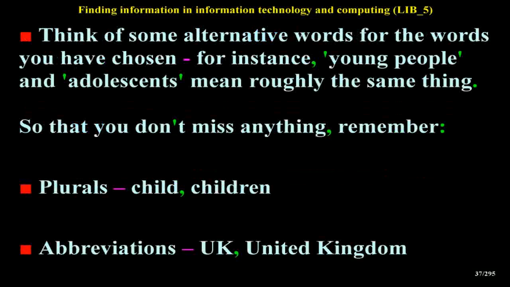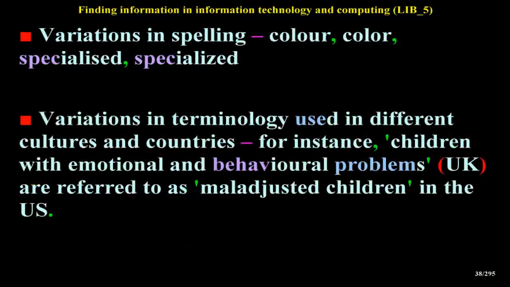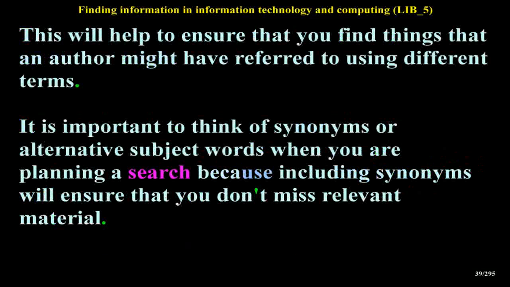Think of some alternative words for the words you have chosen. For instance, young people and adolescents mean roughly the same thing. So that you don't miss anything, remember plurals: child, children. Abbreviations: UK, United Kingdom. Variations in spelling: color, colour, specialist, specialized. Variations in terminology used in different cultures and countries. For instance, children with emotional and behavioral problems in the UK are referred to as maladjusted children in the US. This will help to ensure that you find things that an author might have referred to using different terms.